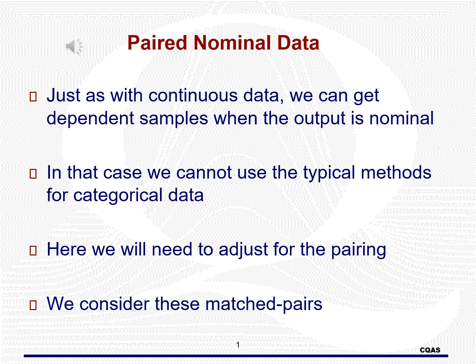If the data is continuous, we use a paired t-test. For nominal data, we cannot use the typical techniques. We will need to adjust for the variability added by not changing subjects across groups. We consider this situation for categorical data matched pairs.